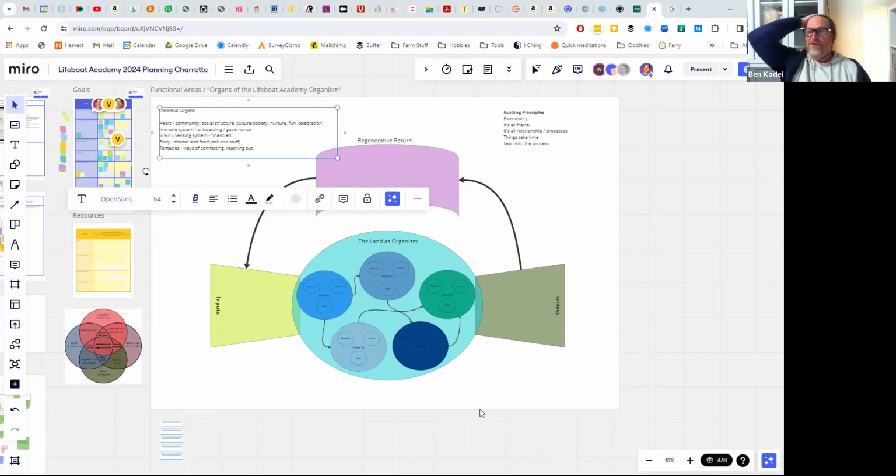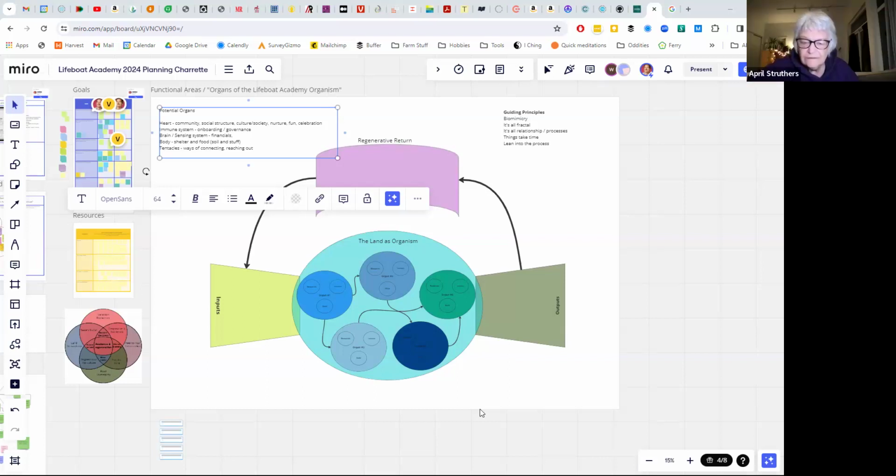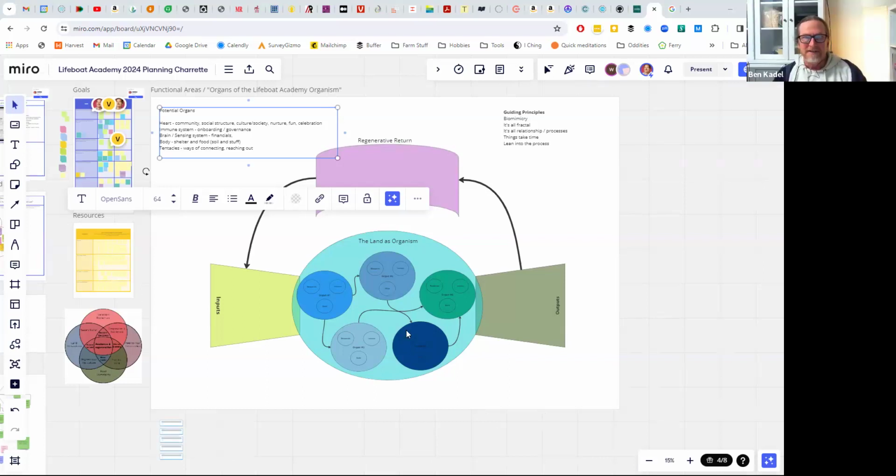We've always struggled with the relationship between the farm physical location and the Lifeboat Academy. So that's always been one of those back and forth kind of things. Actually, I'm going to stop share and then I'll go. I have it written down. I just have to go look at it.